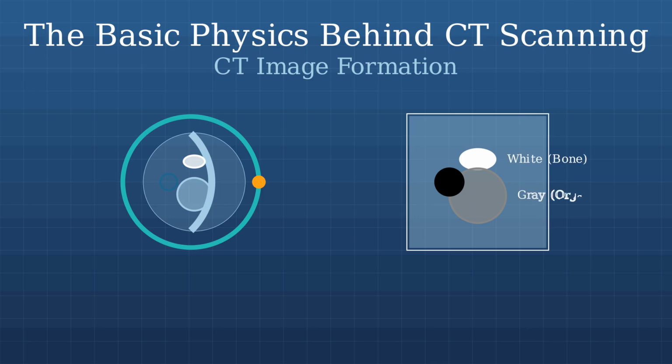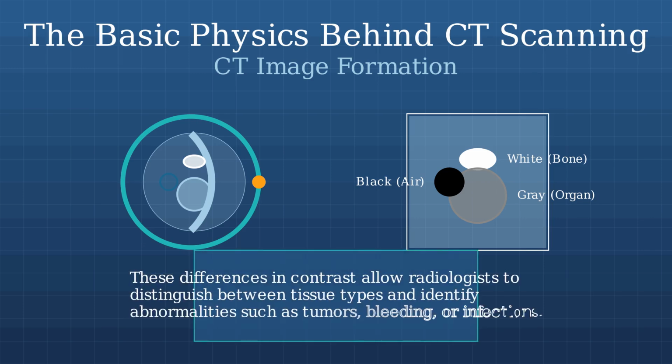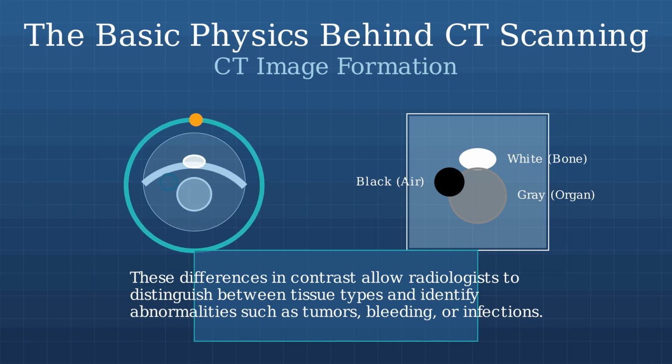In the final CT image, dense bones appear white, organs appear in various shades of gray, and air-filled spaces appear black. These differences in contrast are the foundation of CT scanning, allowing radiologists to distinguish between tissue types and identify abnormalities such as tumors, bleeding, or infections. The CT scanner captures these differential absorption patterns from hundreds of angles to create detailed cross-sectional images of the body.